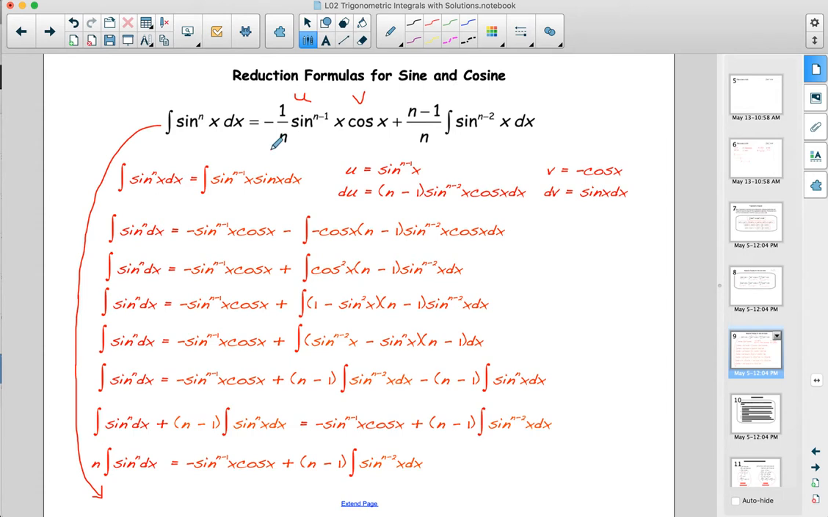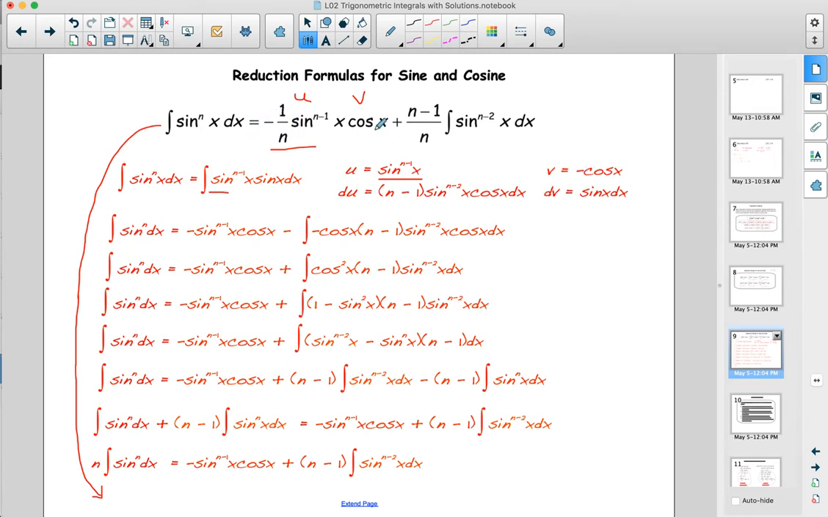So I took my inspiration from here in deciding how to split this up. So sine to the exponent n minus 1 of x times sine x dx. That's going to allow me to choose u to be sine to the n minus 1 of x. And then v is going to be negative cos x.